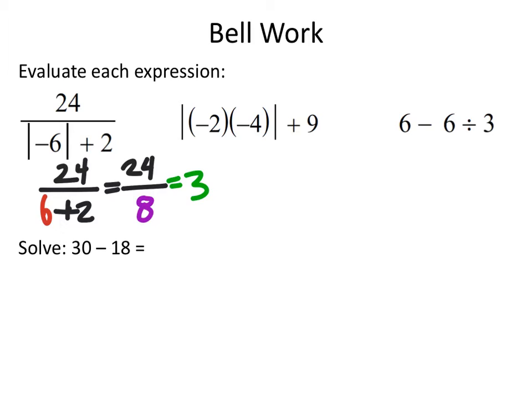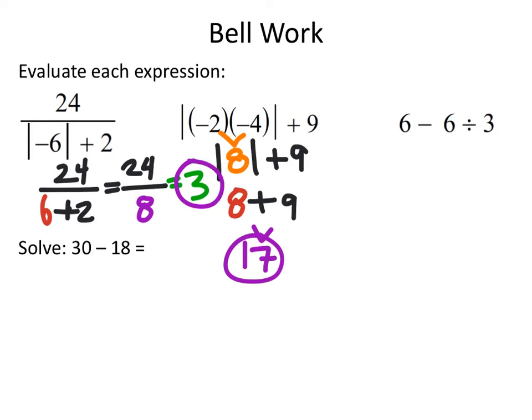Next one, we're going to treat those absolute values like we would parentheses, which means we've got to operate on the inside first. Negative 2 times negative 4, that's actually going to end up being positive 8. We'll discuss that in a later time. But then we got the absolute value of 8 plus 9. And the absolute value of 8, well, it's asking how far away is 8 from 0, and it's 8 away from 0. So then we got 8 plus 9. And then 8 plus 9, bam, 17.